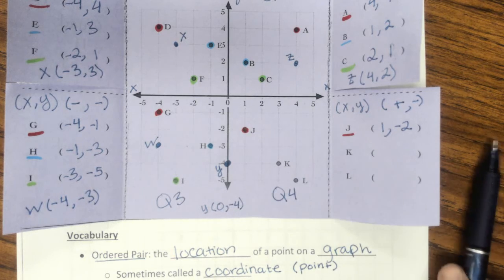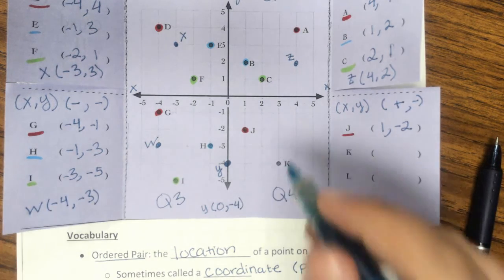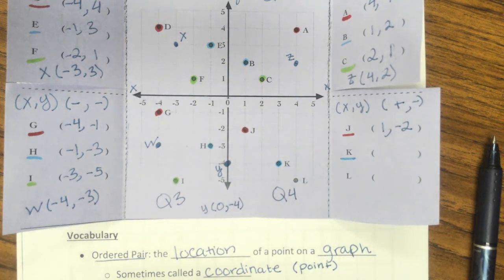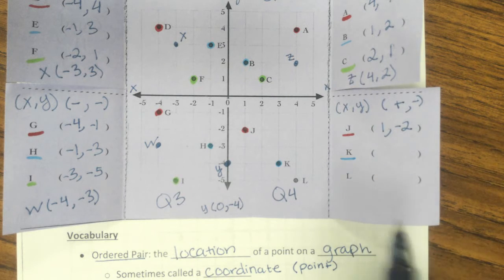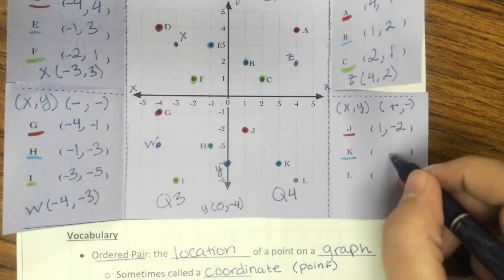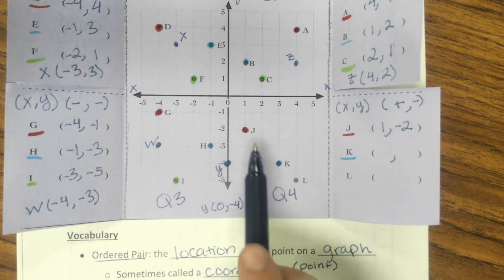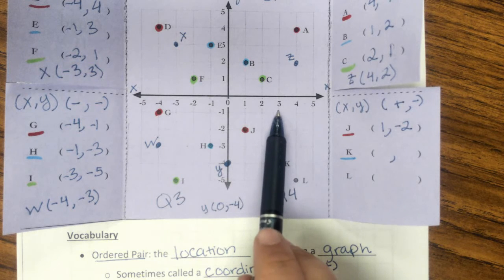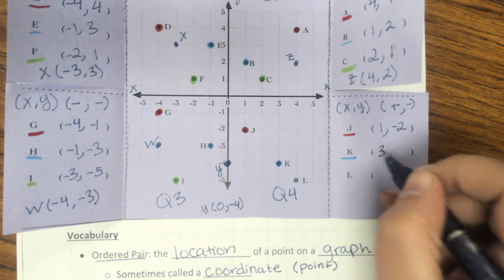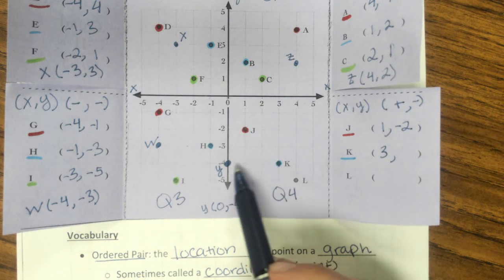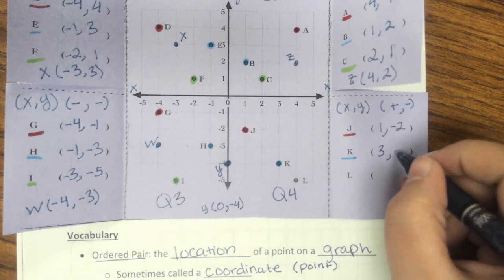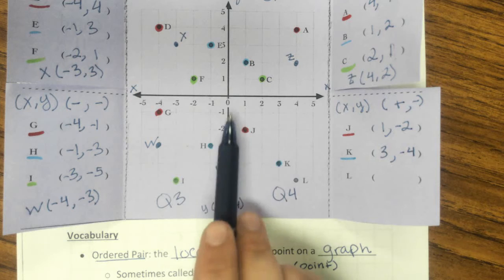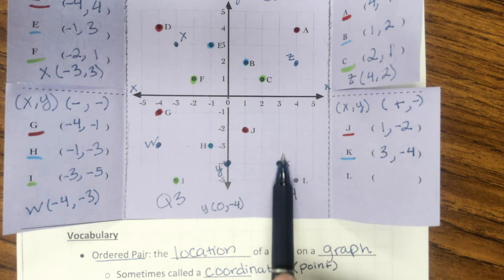Looking at the next ordered pair, K, find K on the graph. To write the ordered pair, we need an x value and a y value. The x value for K, the number on the x number line for K, is 3. The number on the y number line for K is -4. So the ordered pair for K is +3, -4.